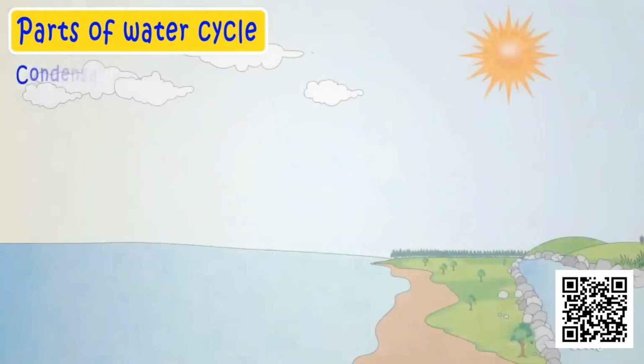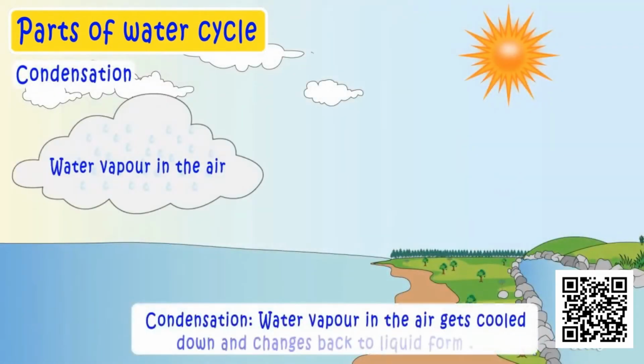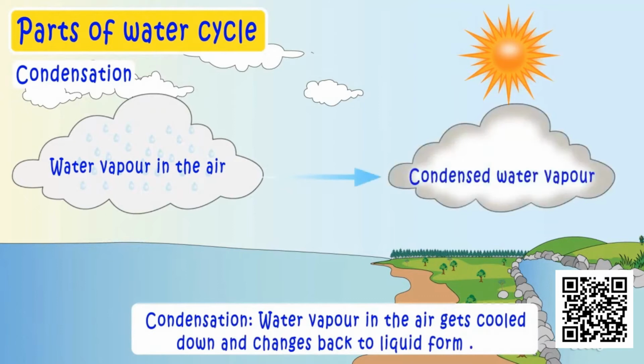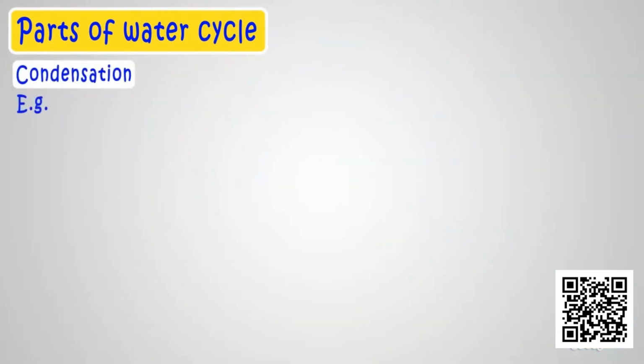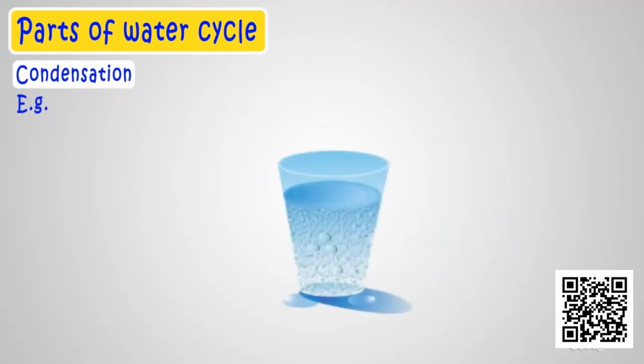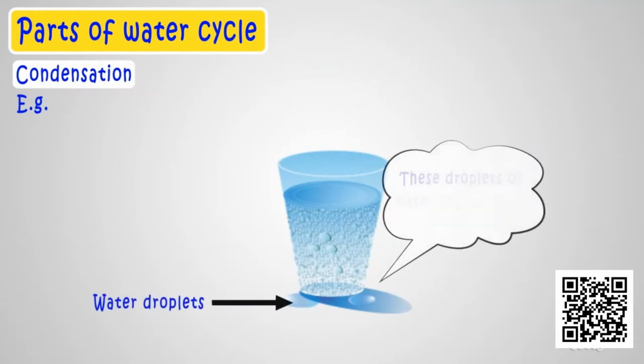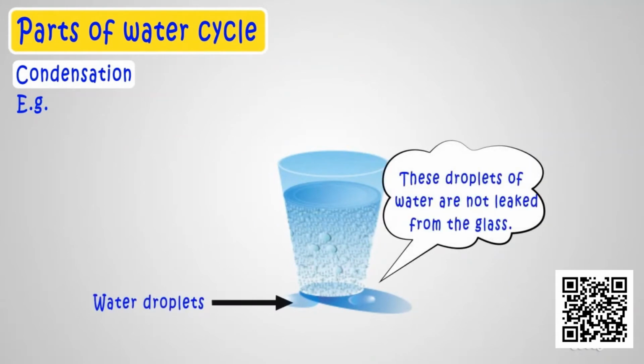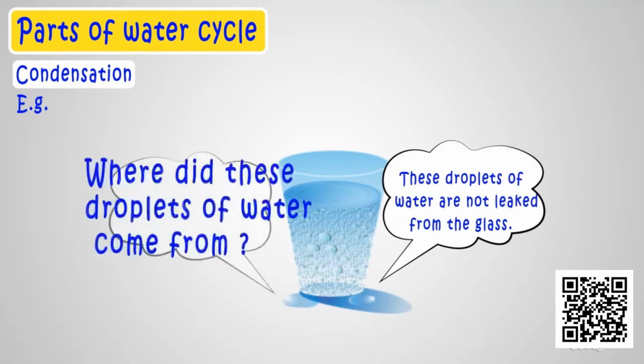Water vapor in the air gets cooled down, then changes back to liquid form. This is called condensation. Here is a very good example of condensation. A cold glass of water with tiny droplets of water outside it. These droplets of water are not leaked from the glass. So then, where did they come from?